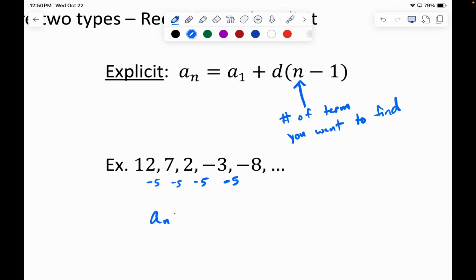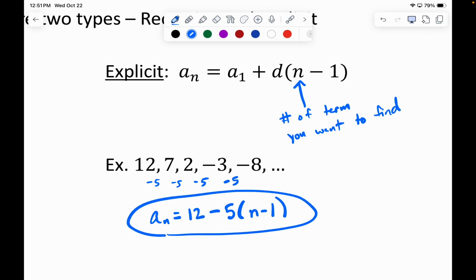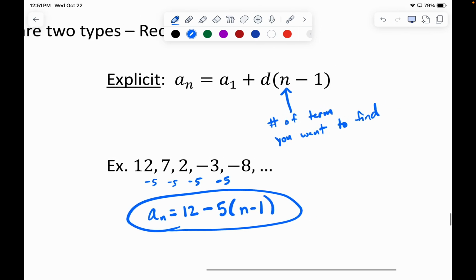So a of n, or any term of the sequence, is equal to, what is a1 in this sequence? What's a of 1? 12. First term is 12. And then it says plus d. What's d? Different. Yeah, what? It's negative 5, right? So since it's a negative 5, I'm going to put minus 5. And then n minus 1. And I'm done. N is my variable that should be in there, because that's the number of the term that I might want to find. But that's my equation.